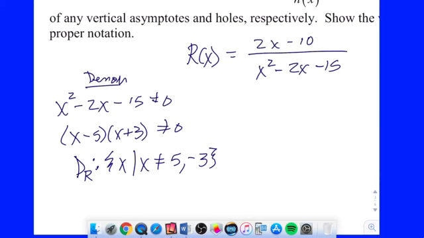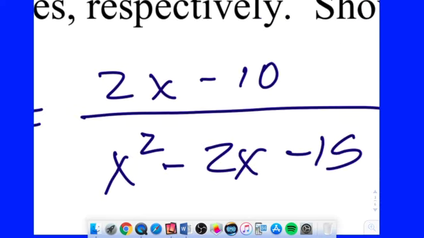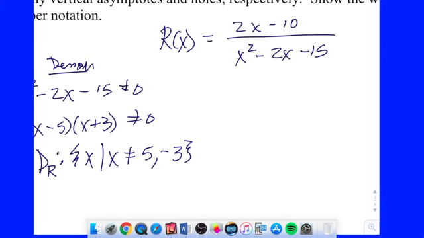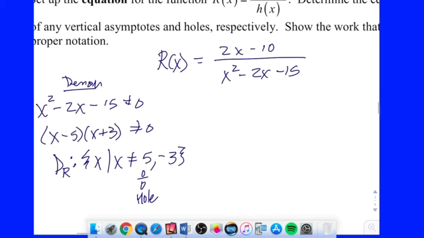So what do you get when you plug a 5 into the numerator? 2 times 5 is 10. 10 minus 10 is 0. So when you plug in a 5, you get 0 over 0, which means there's a hole at 5. What do you get when you plug in negative 3? You get negative 6 minus 10. That's negative 16 over 0. You know there's a VA at negative 3. That's one way to do it.